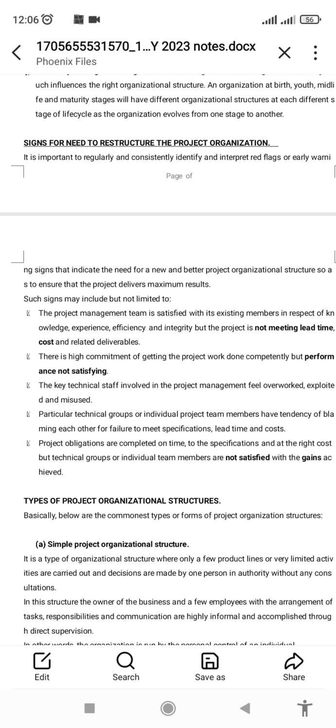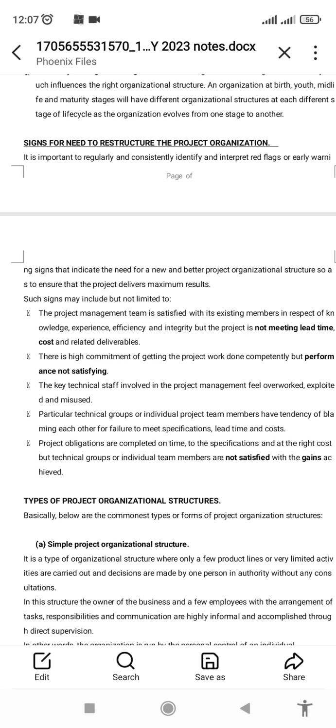Let's say, for example, previously you are using this project organization, now you want to restructure it and change to a new one. So the first sign of need to restructure: if the available staff feel overworked, exploited, and misused, of course you'll have to restructure your organization structure to work with those who will be ready. Or maybe you can just reduce their work or work with them according to their wish.